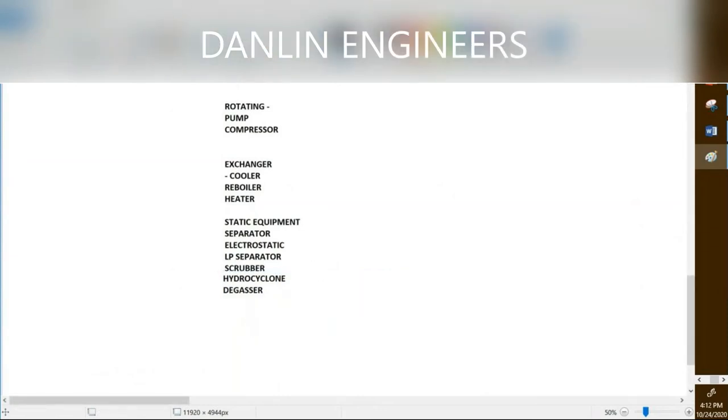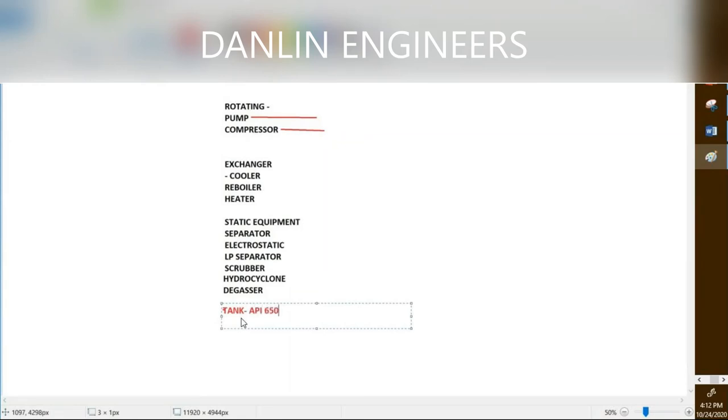Yes. So here, the main analysis techniques we want to learn are these. For the pump, there is a separate code. Tanks we can consider separately; for tanks we are going to use the API 650 code. For a compressor or pump, API 610 we are going to use. For the compressor, API 617 we are going to use. For centrifugal compressors and centrifugal pumps, these are the codes.